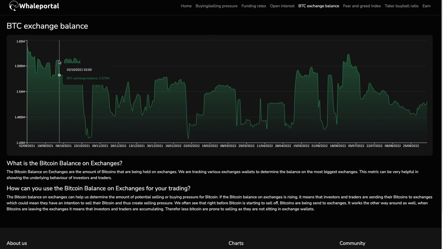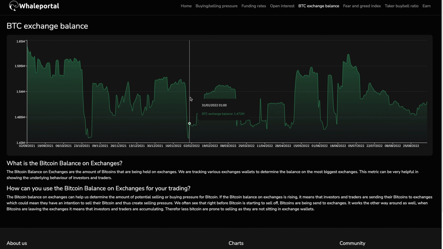Now guys, let's have a look at this chart in comparison to the Bitcoin price action. And the most important thing that this chart tells us is whether there is a lot of confidence in the markets or whether there are a lot of people anticipating to sell their Bitcoin.